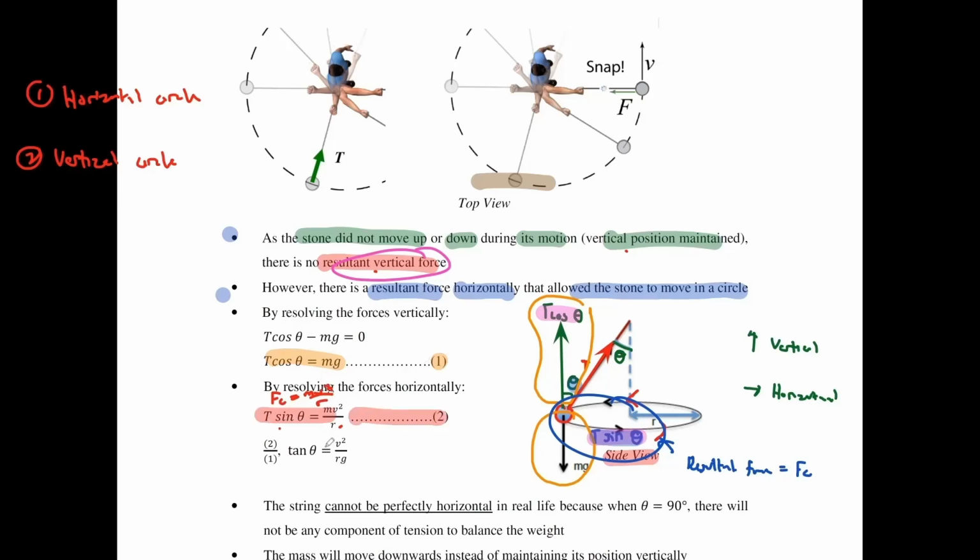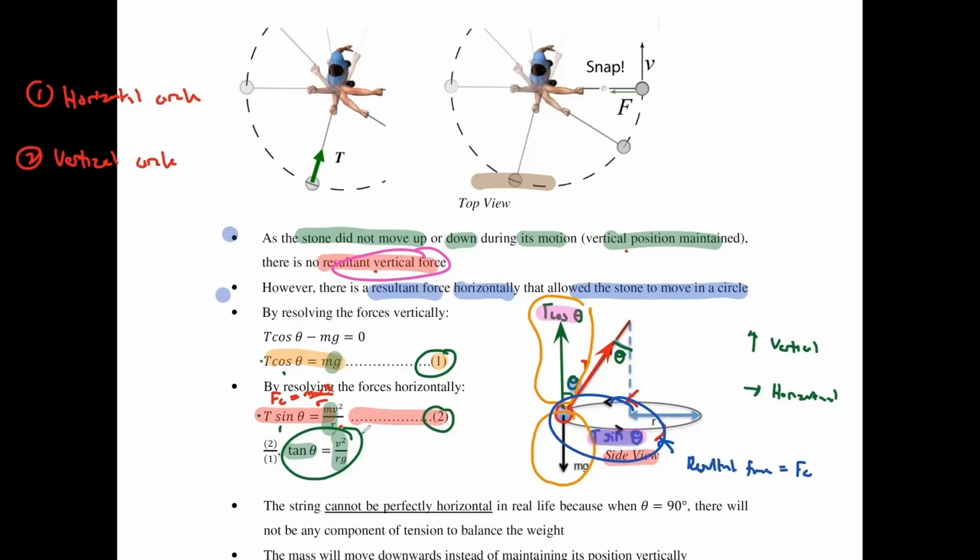Now, you want to simplify these relations that you found out. One of the things you can do is take equation 2 divided by equation 1. The T's will cancel. Sine theta divided by cos theta will give you tangent theta. And then mv squared over r divided by mg will give you v squared over rg. All right. So this one can be used to represent the object moving in a circle right now.